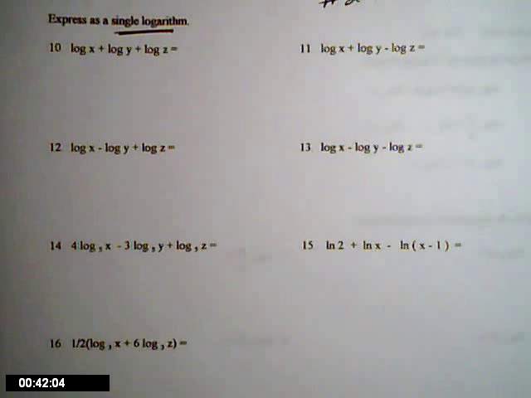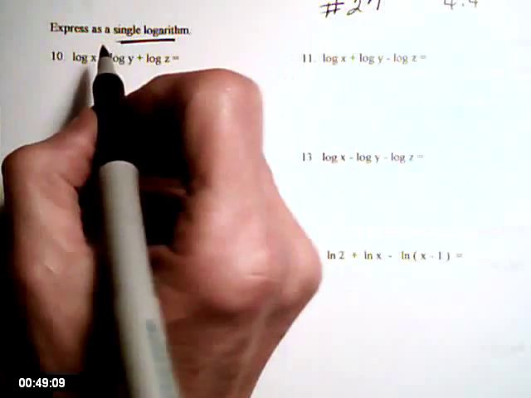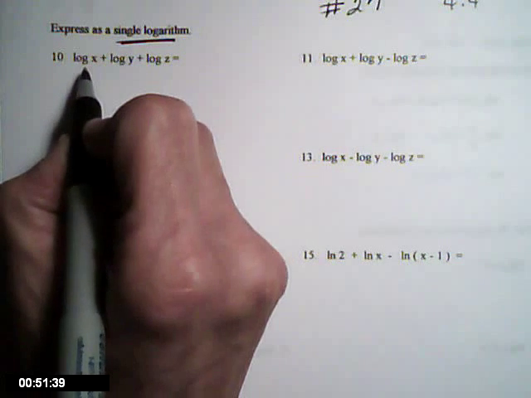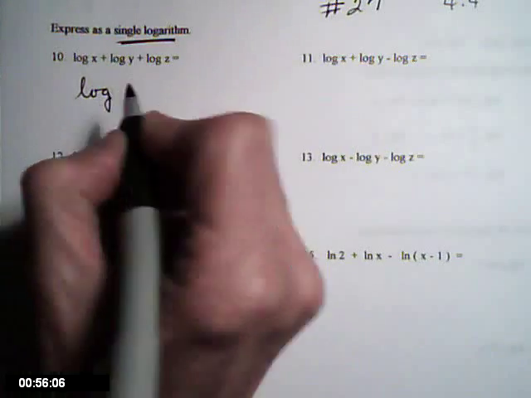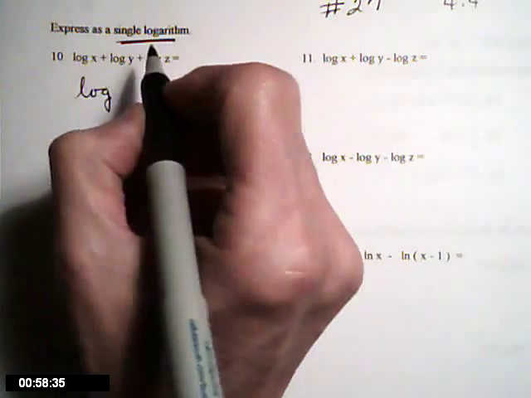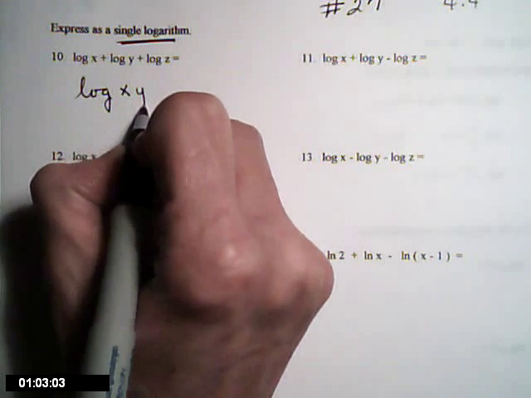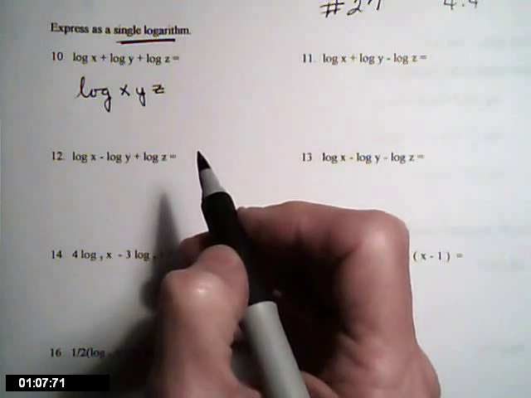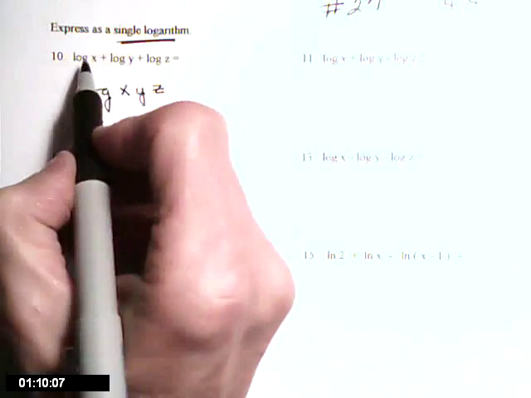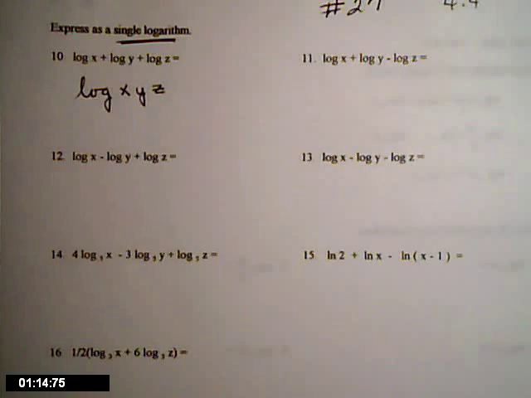I'm going to go through the first four problems, which are just straightforward rule problems. There's nothing fancy in them. Now in this problem number 10, I have three logs. They have no base, so we understood that that's base 10, and we don't have to write that. Now everything is being added, which means the x would be multiplied with the y and with the z. So we have log xyz. Notice because they used log in the problem, I used log in my result.